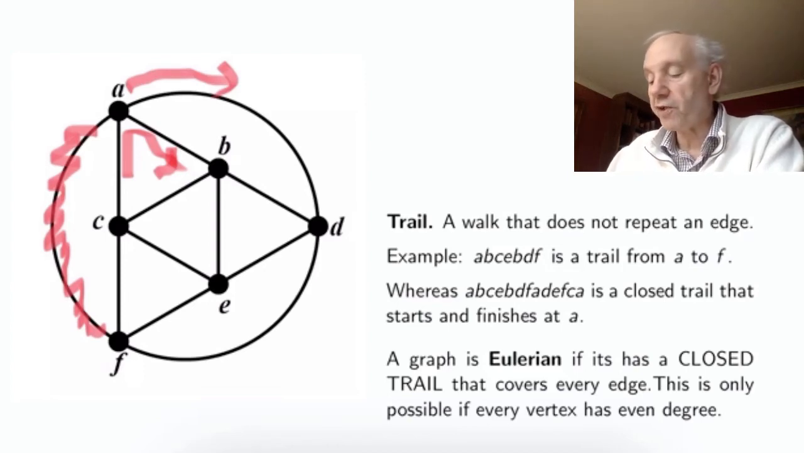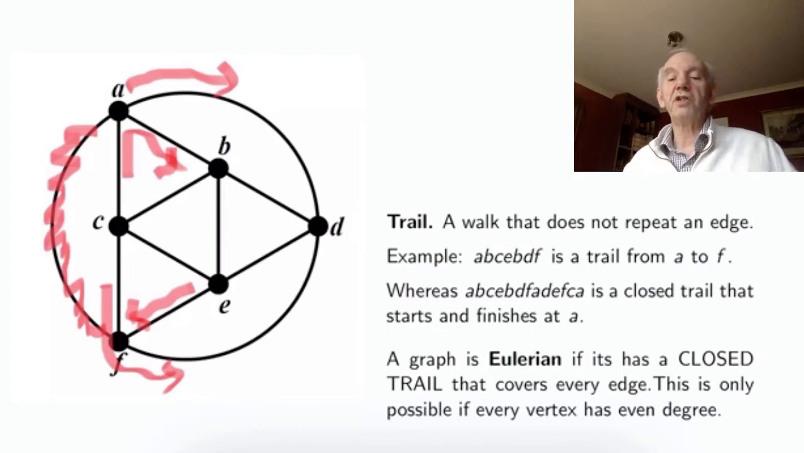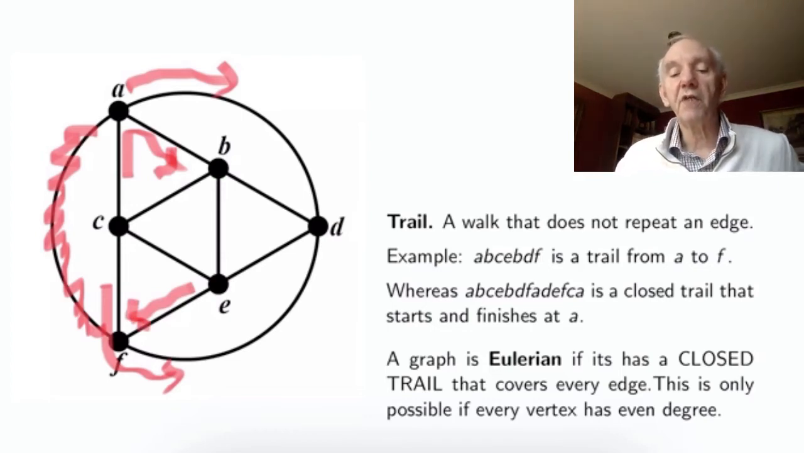If you have degree 3, you can come in and come out of a vertex, but then you're stuck the next time. You've got to cover this edge. That's part of the definition of an Eulerian trail. You've got to cover this edge, and then when you get to F, you can't get out again, so you're stuck. So for that obvious reason, all the vertices have to have even degree if the graph is to be Eulerian, if there exists a closed trail which covers every edge.